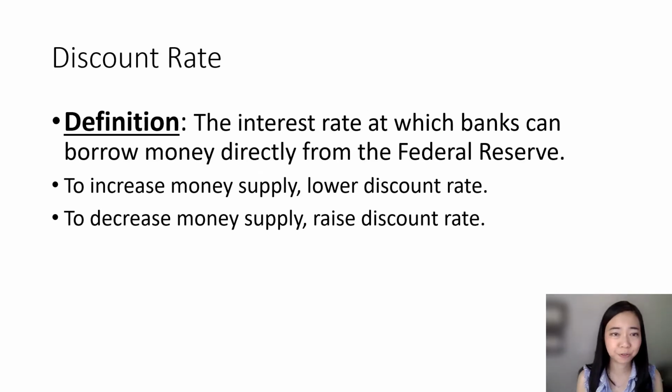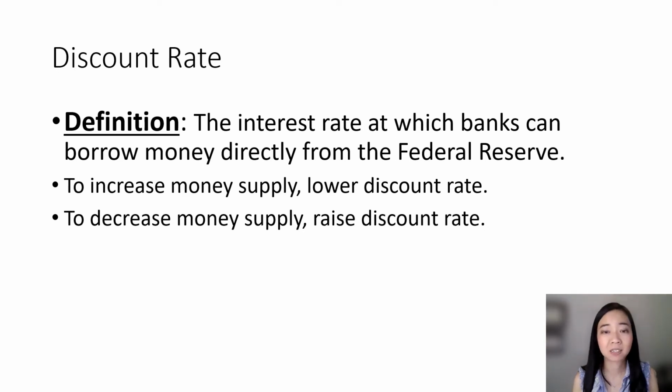The second tool of the Fed is the discount rate. By definition, the discount rate is the interest rate at which banks can borrow money directly from the Federal Reserve. So if the Federal Reserve would like to increase money supply, then it should lower the discount rate.